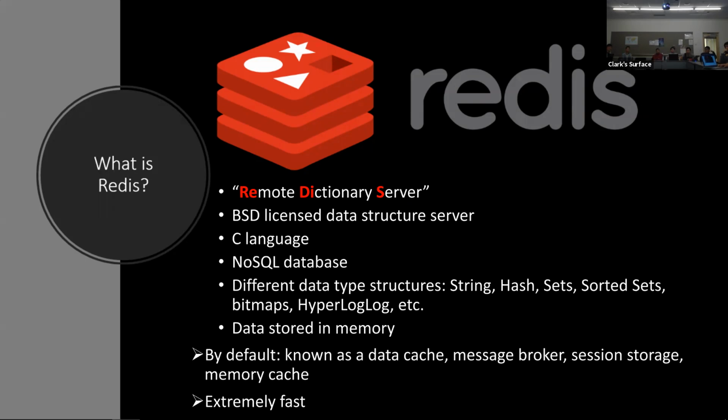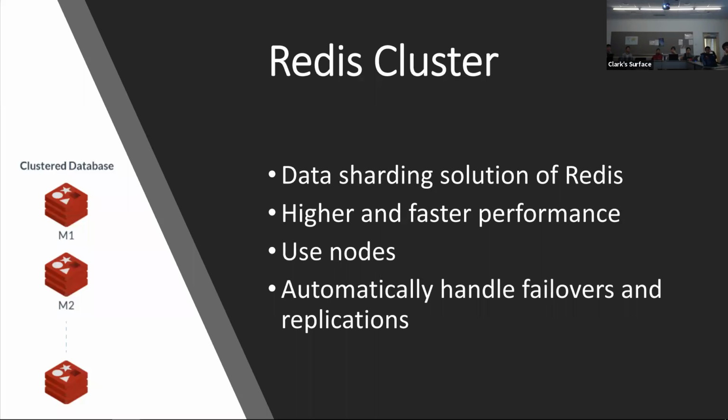And we store in memory, and everything is stored in the server. You don't use any physical memory, and it runs on C language. That's why it's very fast. So by default, Redis is known to be a data cache or a message broker. Many companies use it, like Twitter. Session storage, memory cache. It's very fast.